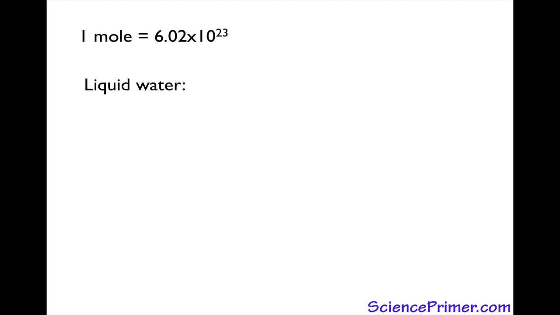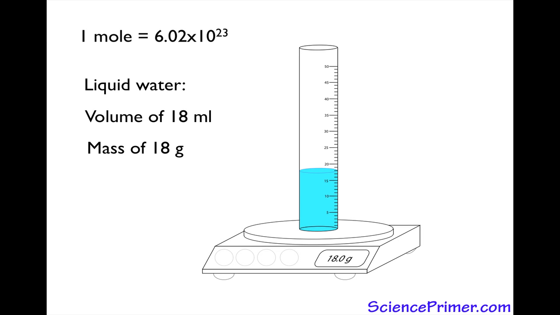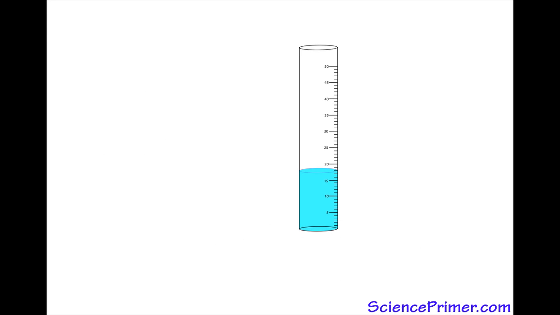Take liquid water, for example. A mole of water has a volume of 18 milliliters and a mass of 18 grams. So 6.02 times 10 to the 23rd molecules of water has a mass of 18 grams. Now, to see why a mole is important, imagine a question like this.